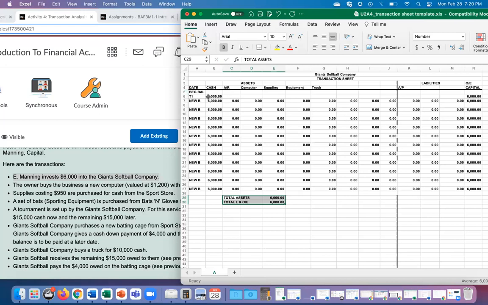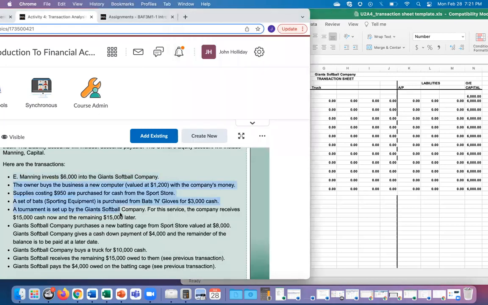I'm going to do the second transaction as well, and then I'll end the video and let you guys work on it on your own. But let me do number 2 just so you can see another example. Again, in the next available blank cell in that first column A, I'm going to put T2 for transaction 2. And then I'm going to look at our second transaction and see what that one is. So the owner buys the business a new computer valued at $1,200 with the company's money.